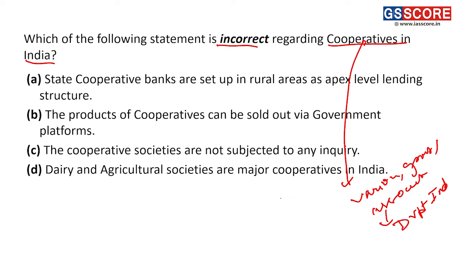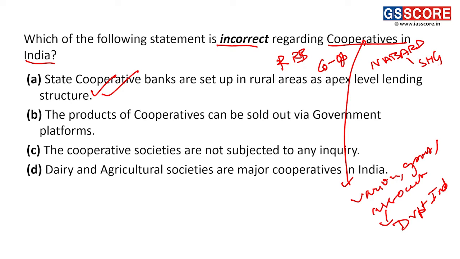State cooperative banks are set up in rural areas as apex level lending structures. Yes, that is correct. You have regional rural banks as well as the cooperative banks being set up at the rural level to provide microcredit, also to link SHGs, etc. There was this NABARD SHG bank linkage program. So this statement is correct.